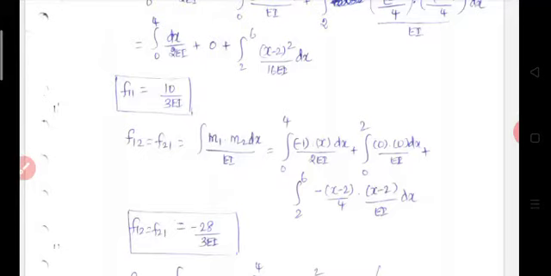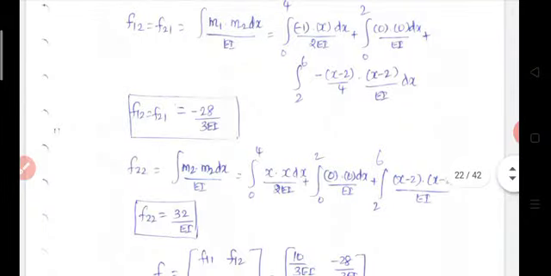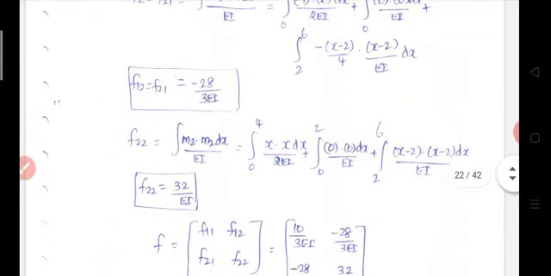Then for the CB portion, the limit varies between 2 to 6, where m1 is equal to minus (x minus 2) by 4, m2 is equal to x minus 2. Then the flexural rigidity is equal to EA. Then after integrating, f12 or f21 is equal to minus 28 by 3A.